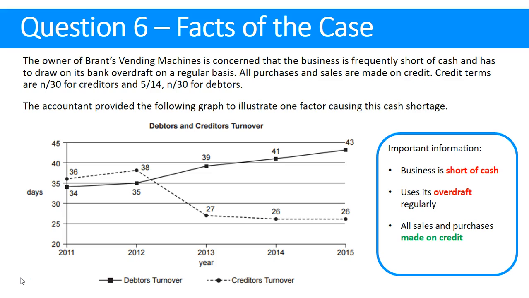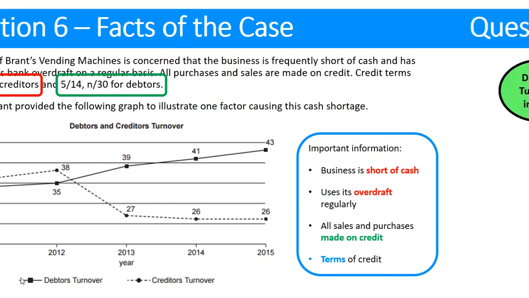All sales and purchases of stock are made on credit. So in terms of how long it takes to collect debts and also pay them back to creditors, that's really important because everything they do is on credit. And lastly, we're given the terms of credit. So we're given 30 days to pay creditors back, and we allow 30 days for debtors, and we also give a discount if they pay within 14 days. We'll give them 5% off their account.